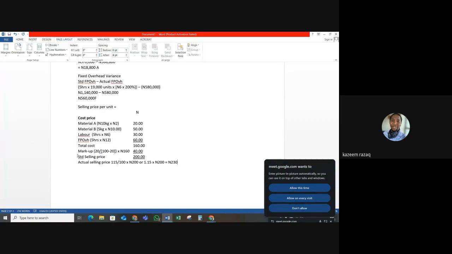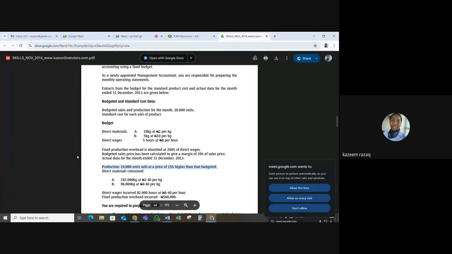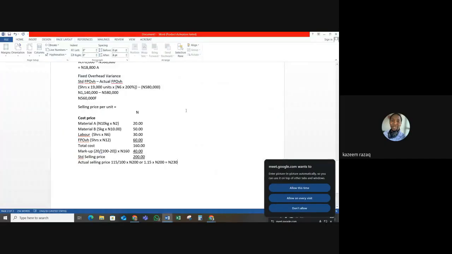Standard sales. What was our standard quantity? In the question, what was our standard quantity? 20,000 units. Budgeted quantity is here. Budgeted and standard is 20,000 units. Right?